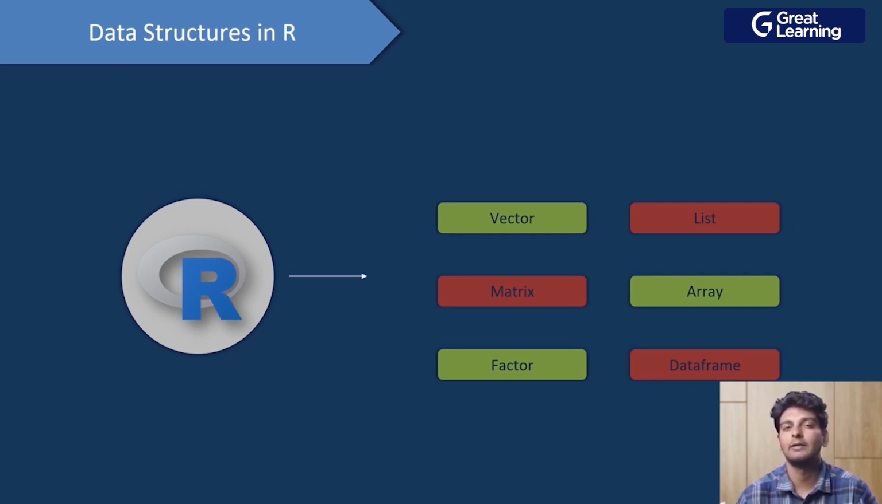It is called a linear data structure because it has just one dimension. And it is called a homogeneous data structure because you can store elements of only one particular type in this data structure.